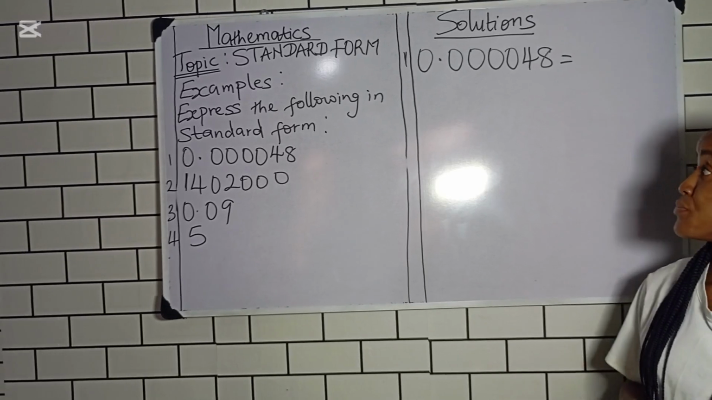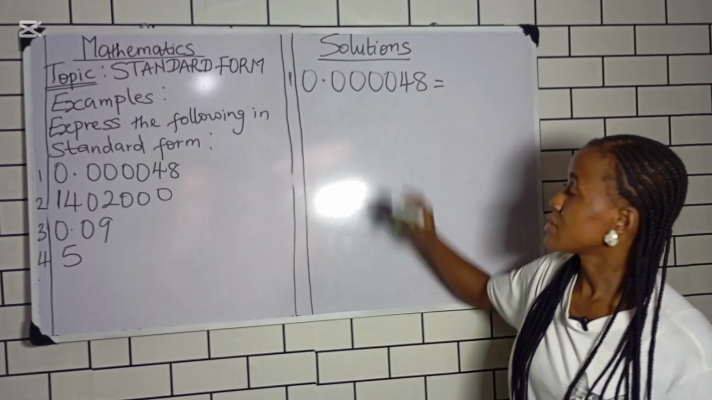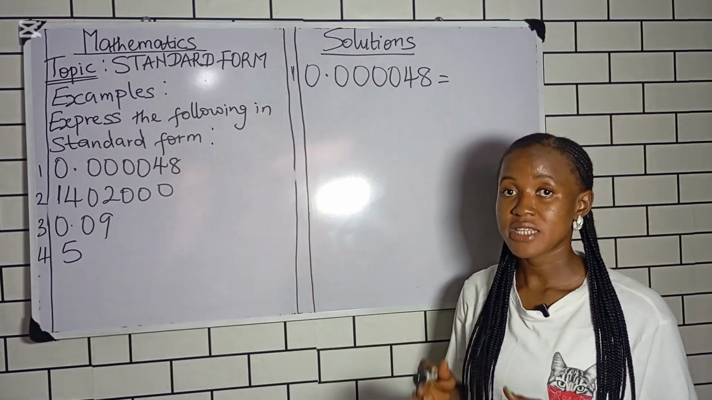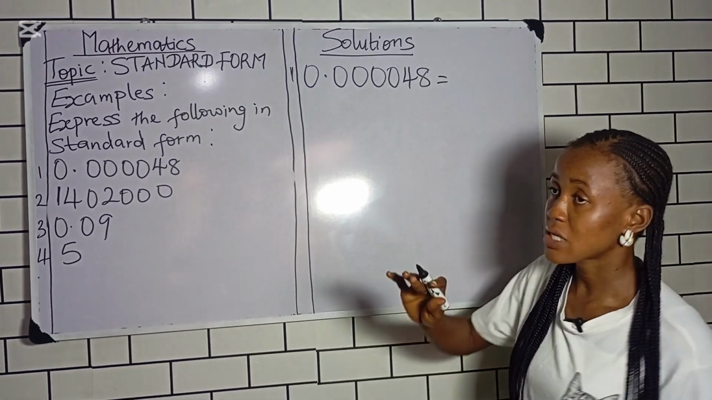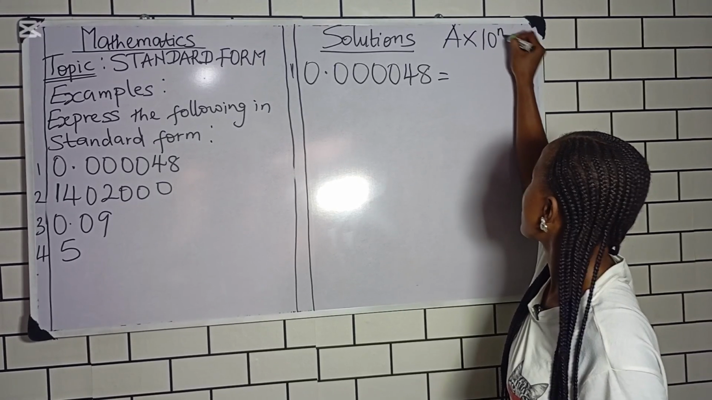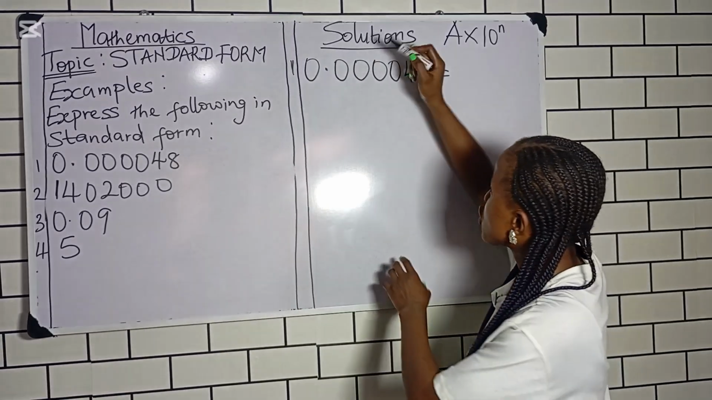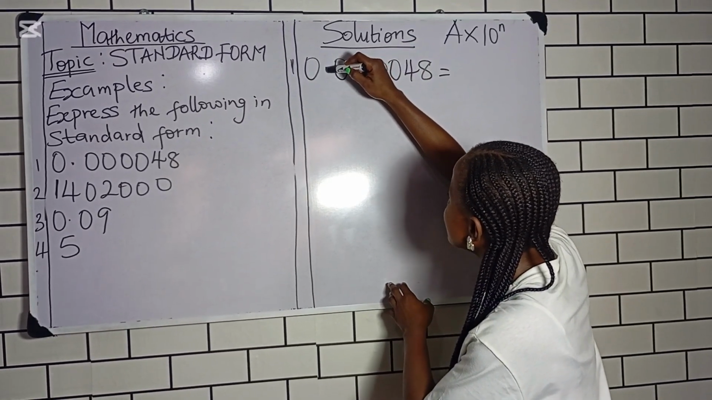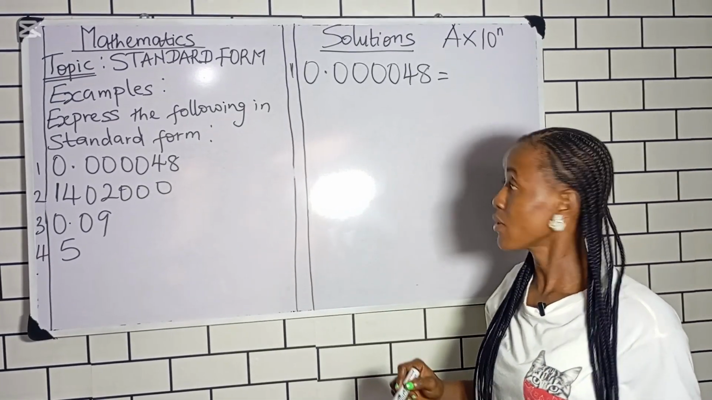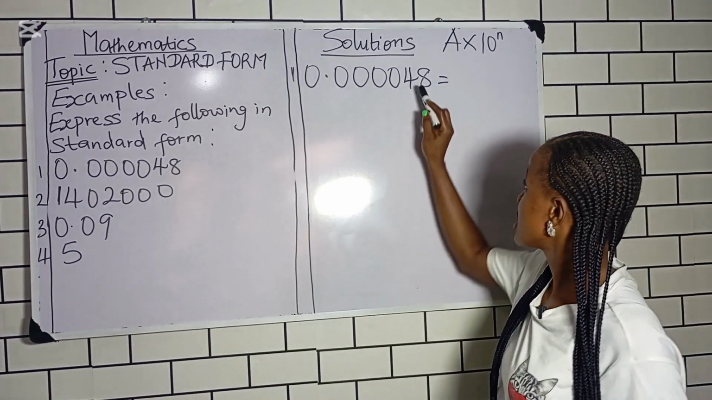Moving over to number 1, you can see that we are given 0.000048. It's a decimal number. For us to convert this decimal number to standard form, what are we going to do? Remember what I told you, a number is said to be in standard form when it is in this format, A times 10 raised to power n. Now, this is where our decimal point is placed. We are going to carry it and place it immediately after the first non-zero digit. And our first non-zero digit here is 4.